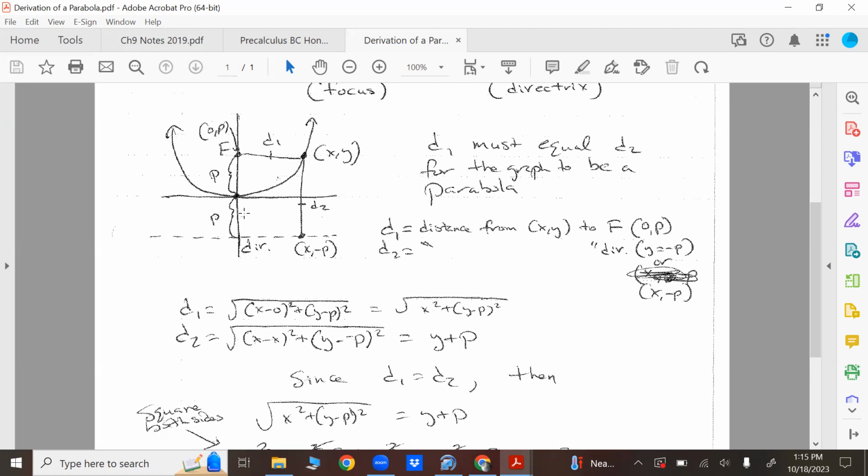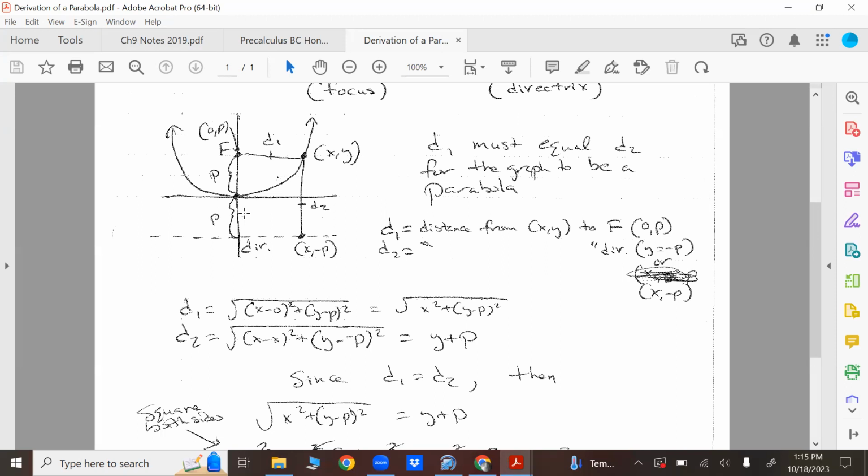Oh yeah, another thing I forgot to mention. The distance from the vertex to the focus we call P. The distance from the vertex to the directrix I also call P. So P is this distance from the vertex to the focus, or from the vertex to the directrix. So I'm going to call the focus (0, P), because the vertex is (0, 0). I'll call this line y equals negative P, because it is P below the vertex. So the point here would be (x, negative P).